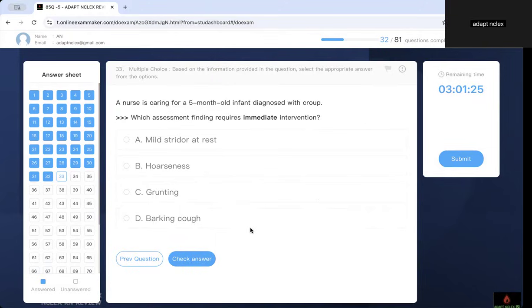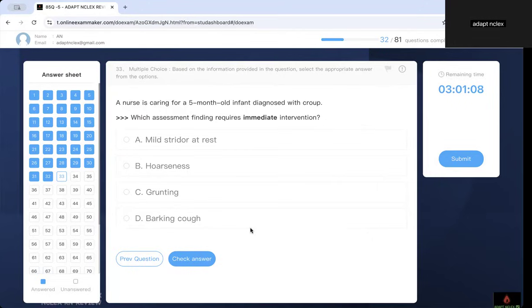That's what they mean when you see prioritization. All these are bad problems. But which one is the number one? Well, they have stridor, so I'm not worried about it. They may have some hoarseness. I'm not worried about it. But when you're grunting, that's respiratory failure. Barking cough is an expected finding.